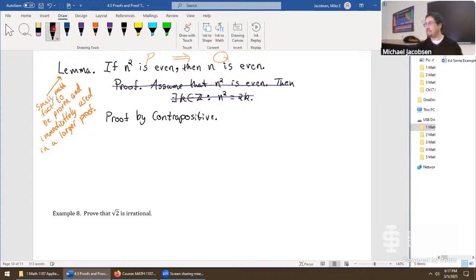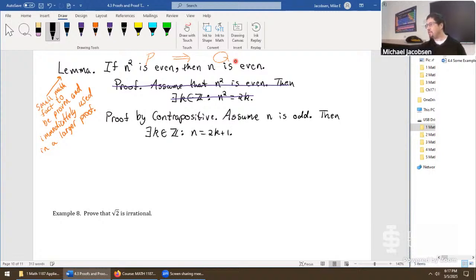Or proof by contraposition. We're going to assume the negation of q and then directly show it implies the negation of p. So the contrapositive is, again, a really nice technique for these kinds of situations. Let's start by just directly saying, assume q is not true. We'll write out specifically, assume n is odd. Now we can go back and say, then there exists k in Z such that n equals 2k plus 1.